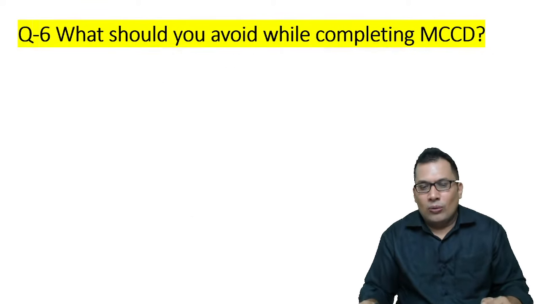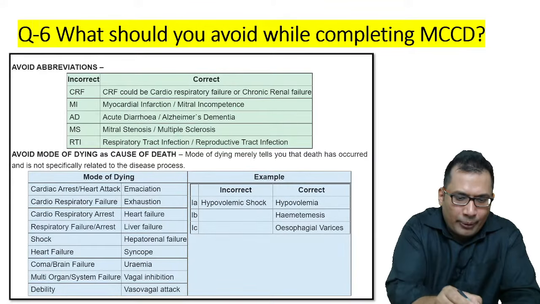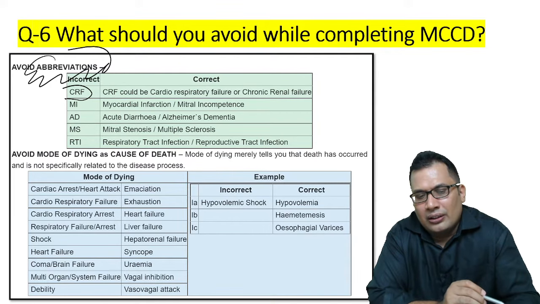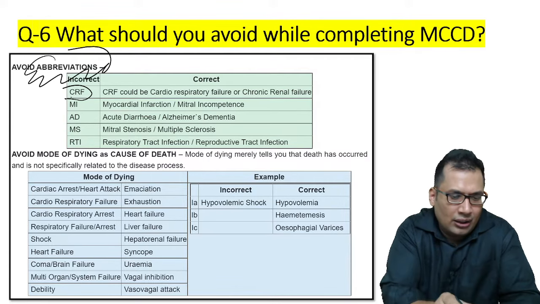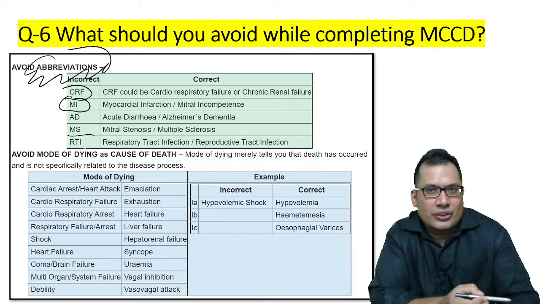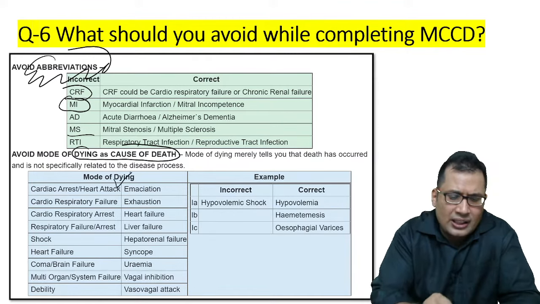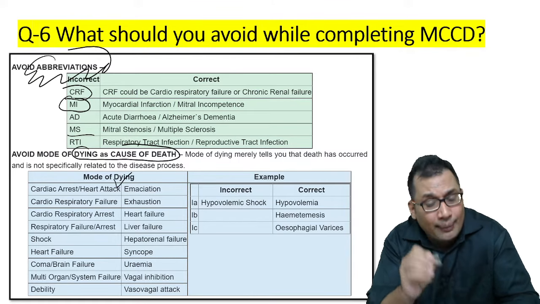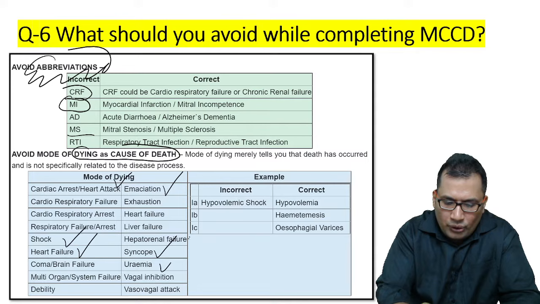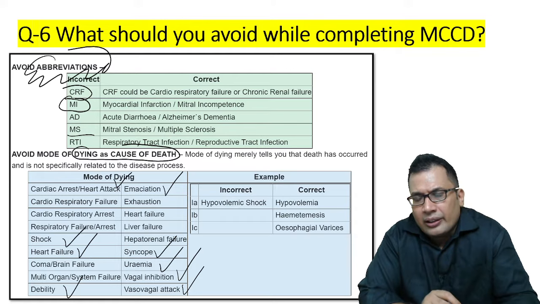Next question can be like this. What should you avoid while completing MCCD? Avoid abbreviations. For example, CRF: you need to mention chronic renal failure. Not the CRF. MI, must mention myocardial infarction, not the MI. MS, that is mitral stenosis. Avoid mode of dying as cause of death in part 1, like cardiac arrest, heart attack. Avoid those terminologies. Instead of that, you can write MI; also avoid emaciation, shock, heart failure, syncope, uremia, vagal inhibition, vasovagal attack, debility. All this you can avoid while writing MCCD.